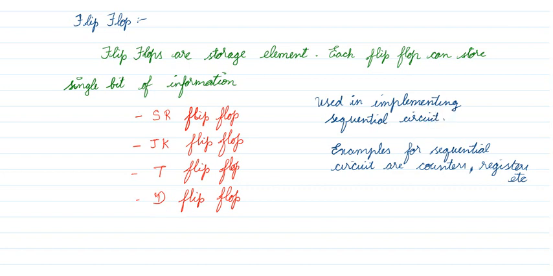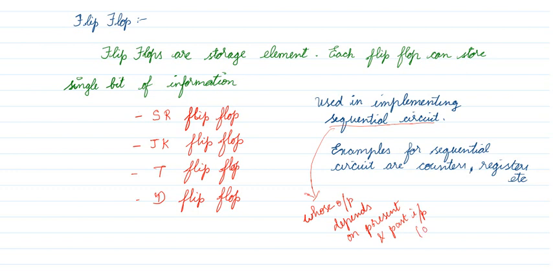What is a sequential circuit? A sequential circuit is one whose output depends on present and past input, or else I can say past output. An example I can give for a sequential circuit is counters and registers.